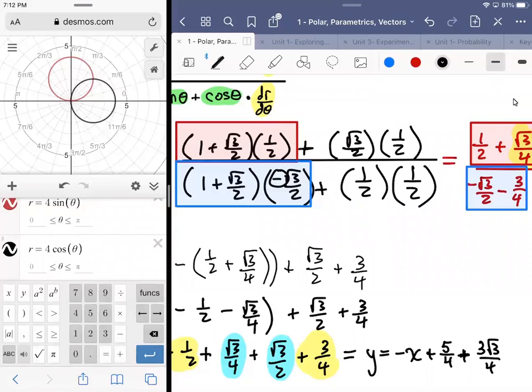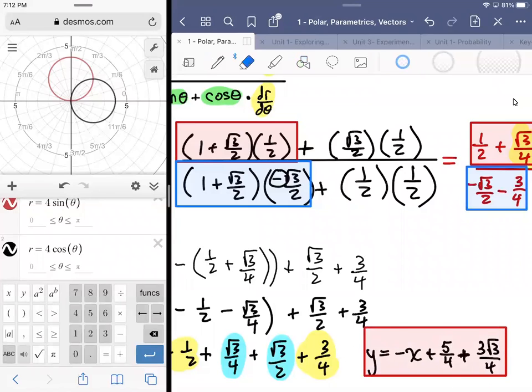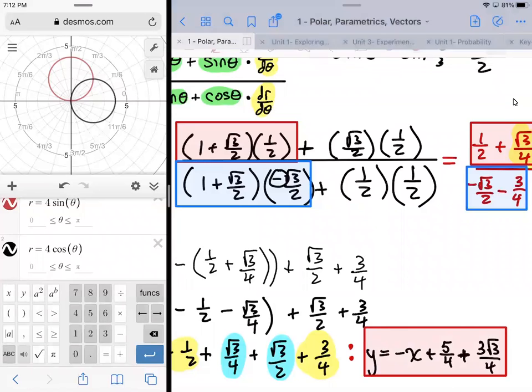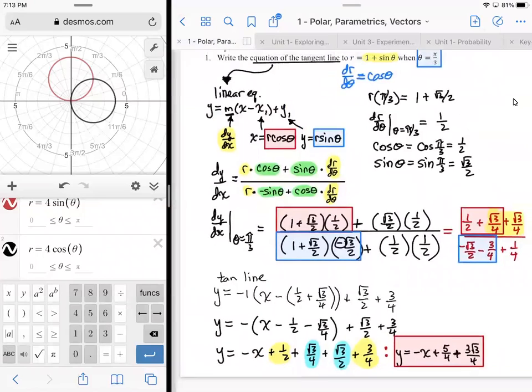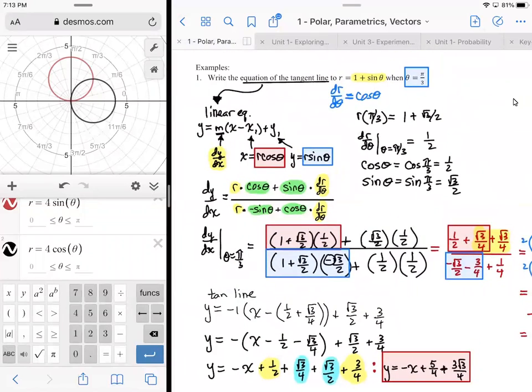Right. So, you know, it took a little doing, and by a little, I mean a lot. But eventually we finally got to a linear equation that represents the slope of the line tangent to the curve at that particular location.